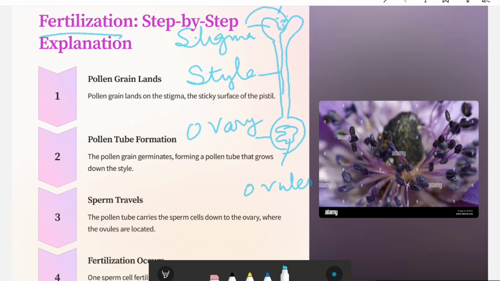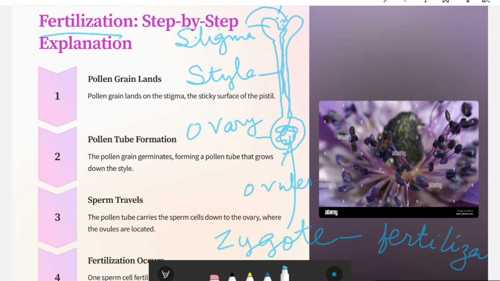So when the pollen lands over here, it forms a tube-like structure through which the sperm cells travel, and it goes to the ovary, inside the ovules, and then the fusion takes place. And what is formed as a result? A zygote. Okay, so now study this. This process is known as fertilization.